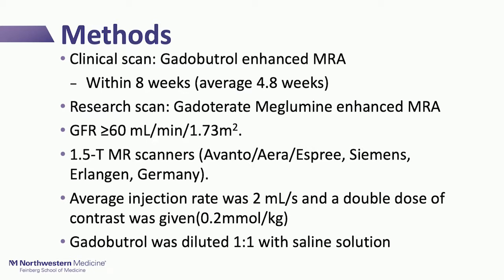They had to have a GFR of 60 or above because they were getting a double dose of the contrast, and we used all 1.5T scanners. The injection rate was 2 milliliters per second, and we gave, again, a double dose of the contrast for both contrast agents. The Gadobutrol was diluted with a 1-to-1 ratio of saline solution, while the Gadoterate Meglumine was not diluted.